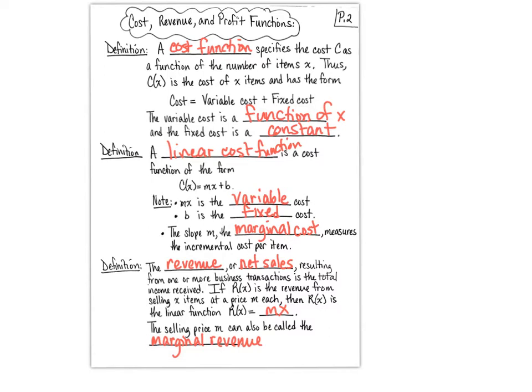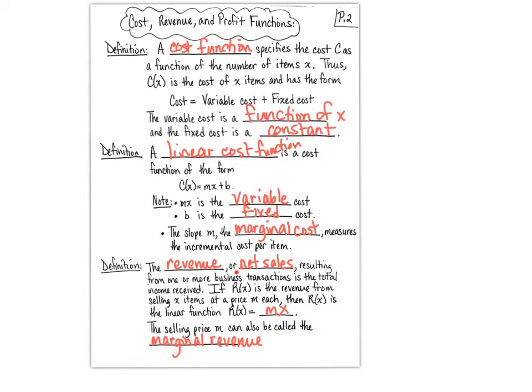Okay, so a linear cost function, we hear the word linear, we think of line. This is a cost function of the form C of x equals mx plus b. Note that mx is a function of x, so that is our variable cost. b is a constant, which means it is our fixed cost. The slope, m, in front of the variable x, that's our marginal cost. And what the marginal cost does is it measures the incremental cost per item.